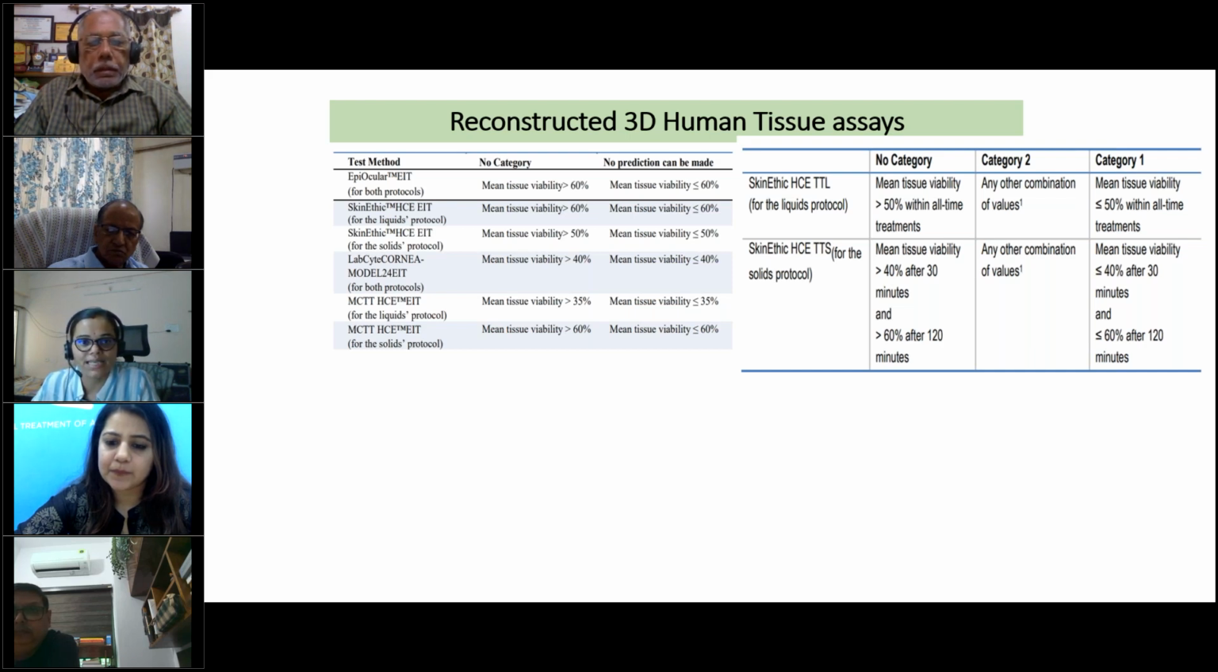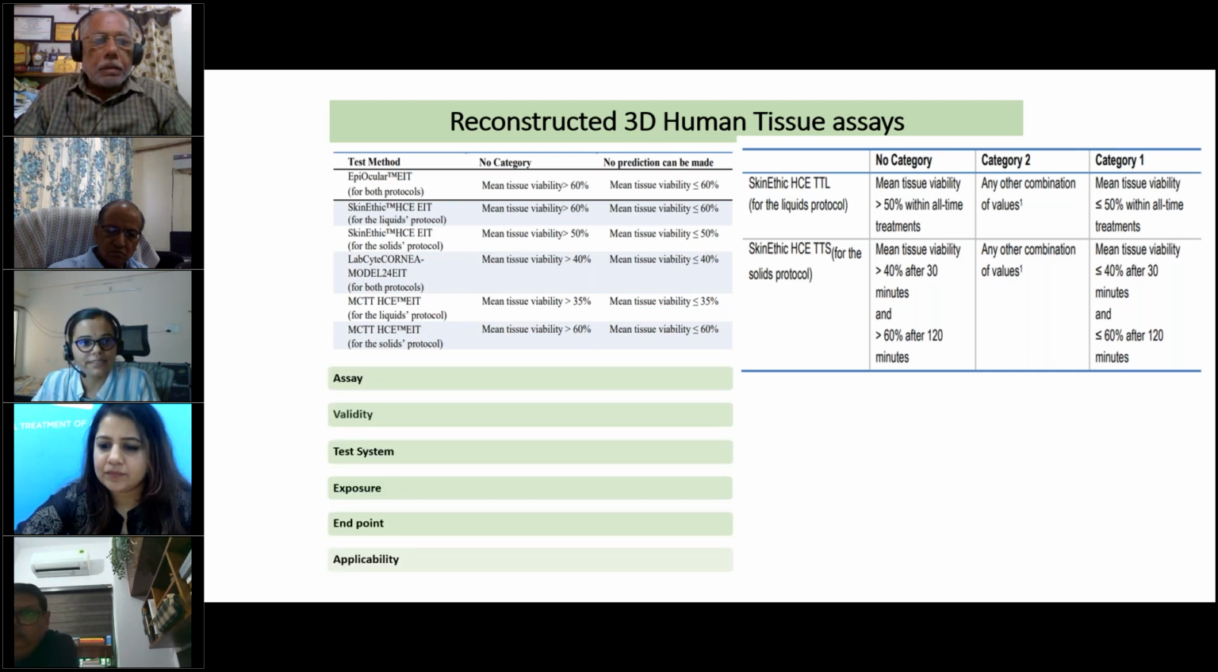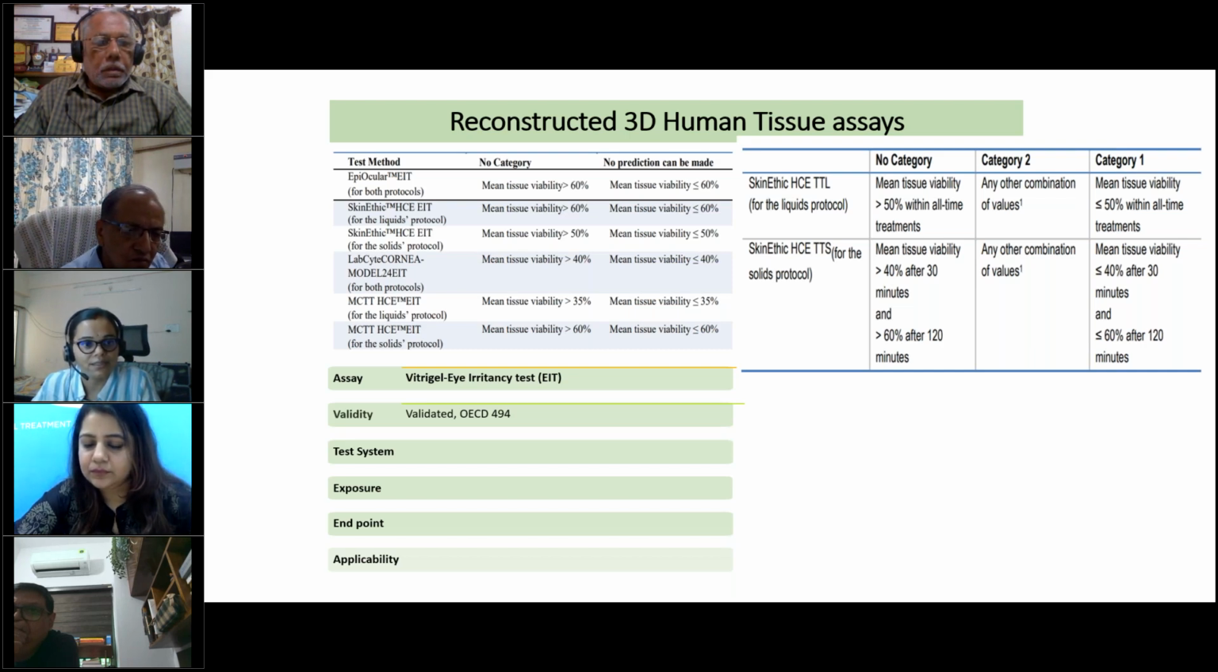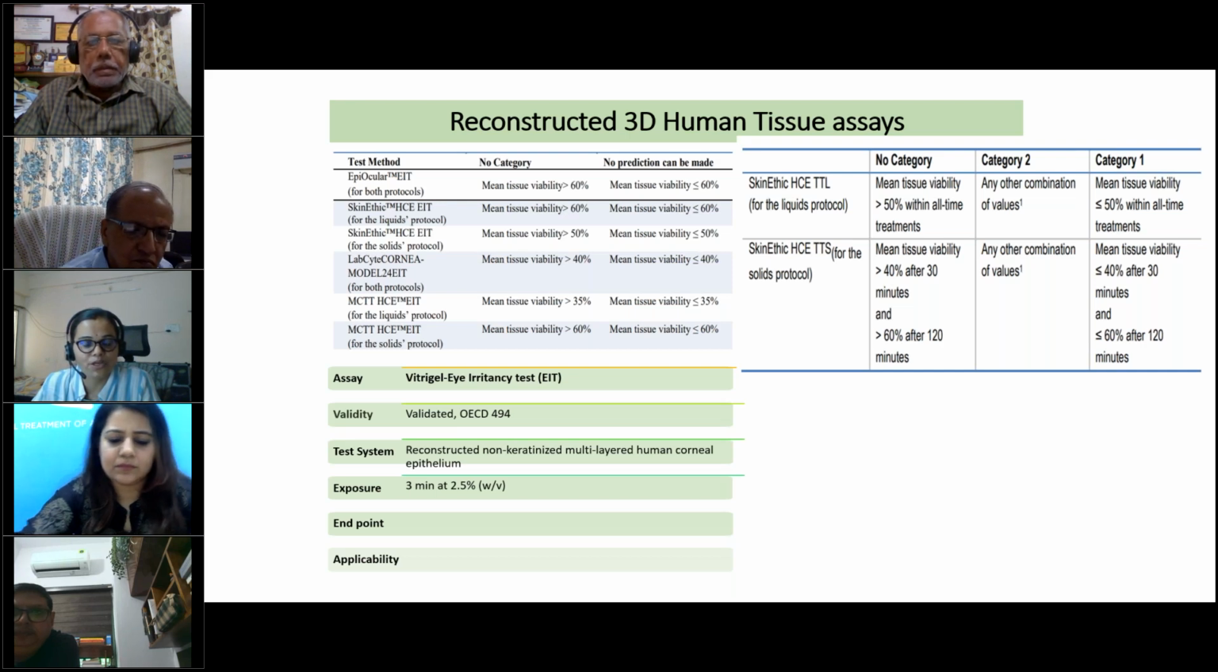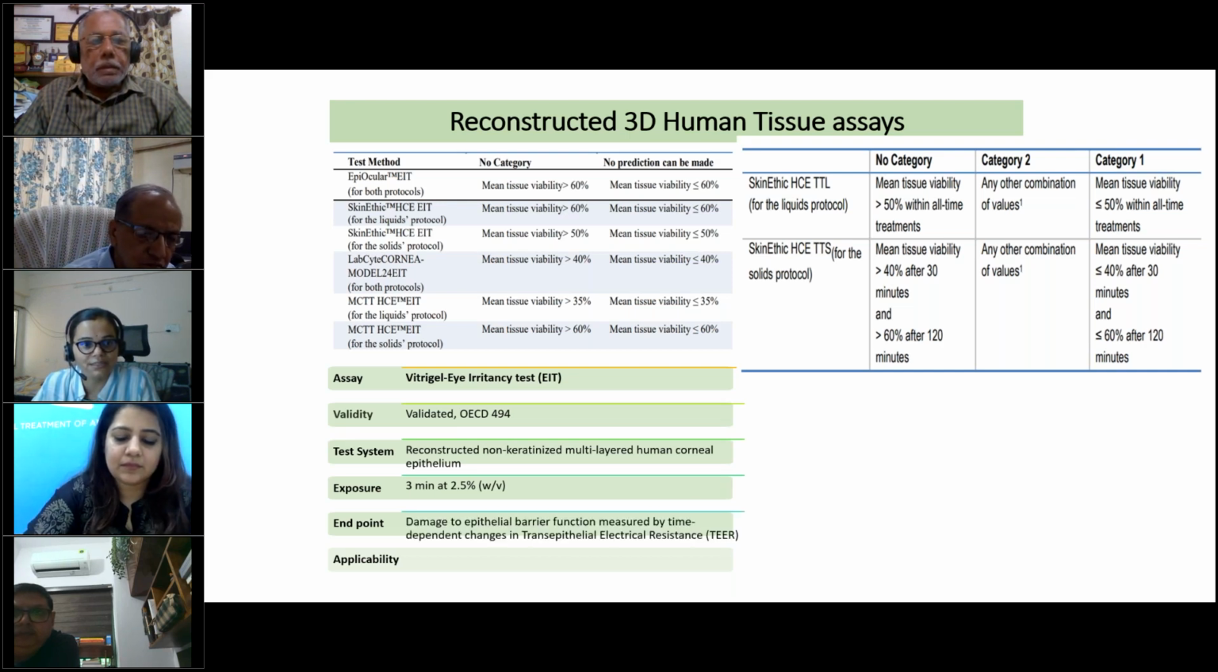The same applies with HCE TTS for solids, wherein the viability should be greater than 40% after 30 minutes and 60% after 120 minutes. And the other assay is the vitreous eye irritation test, which we have listed here. The validity is based on OECD 494 validation and putting into the guideline. The test system is again reconstructed non-keratinized multi-layered human corneal epithelium. And the exposure goes with 3 minutes at 2.5% formulation of the chemical.